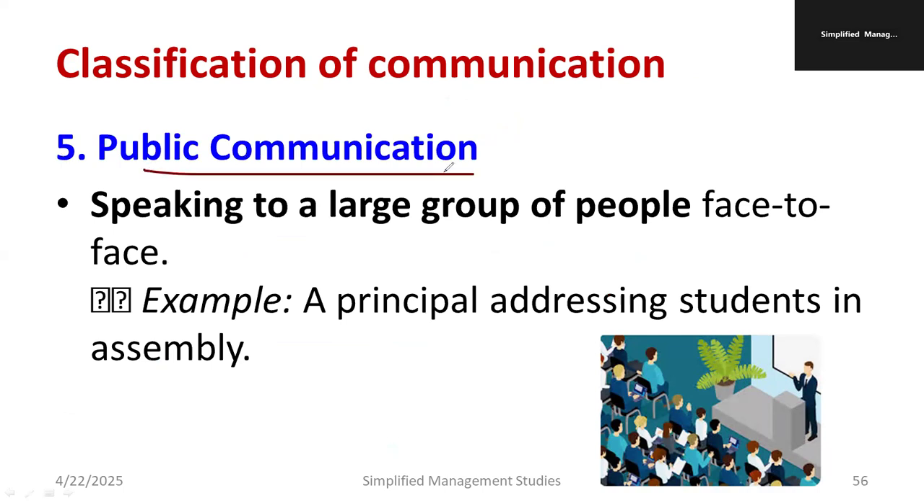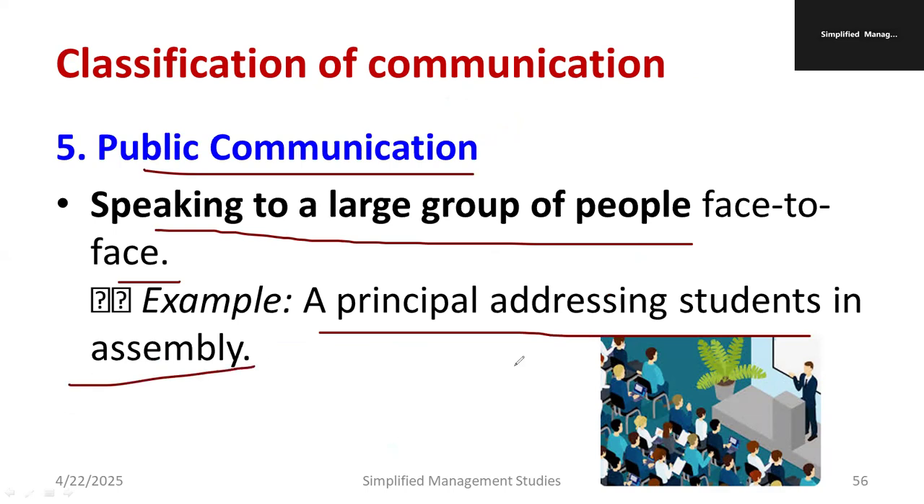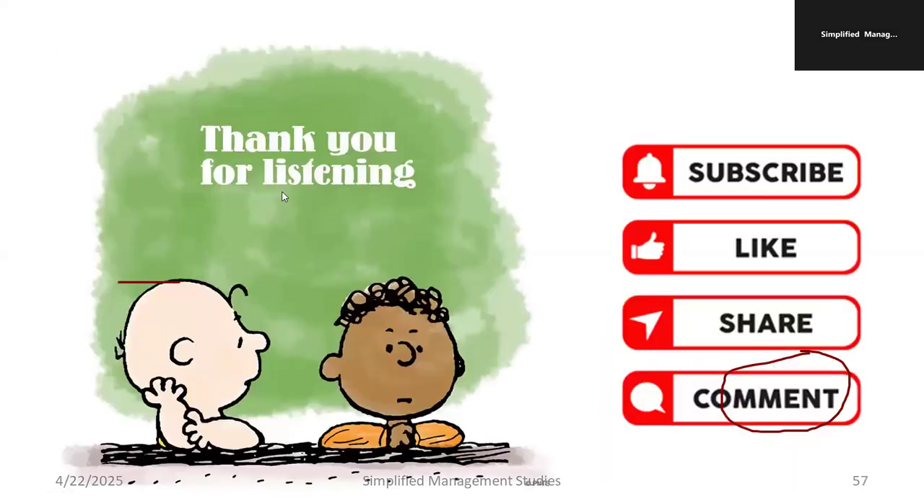Moving on to public communication, speaking to a large group of people face to face is known as public communication. For example, a principal is addressing the students in an assembly. That is basically called public communication. A president addressing a meeting in a community is another example of public communication. So remember, these are the 5 varieties of communication.